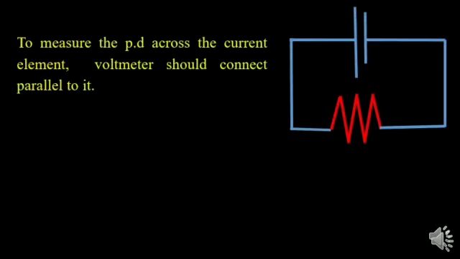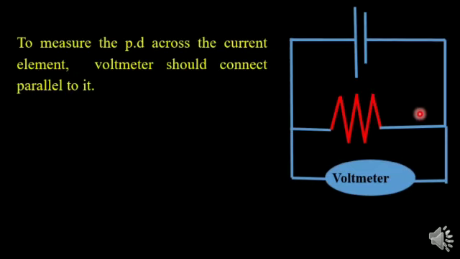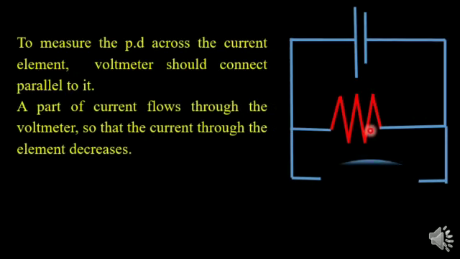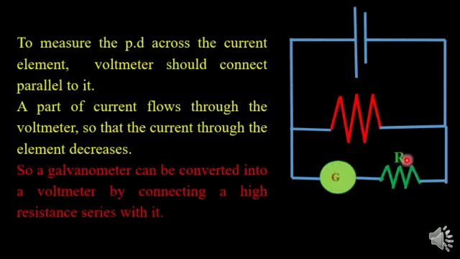To measure the potential difference across the current element, a voltmeter should be connected parallel to it. A part of the current flows through the voltmeter, so the current through the element decreases. So, a galvanometer can be converted into a voltmeter by connecting a high resistance in series with it.